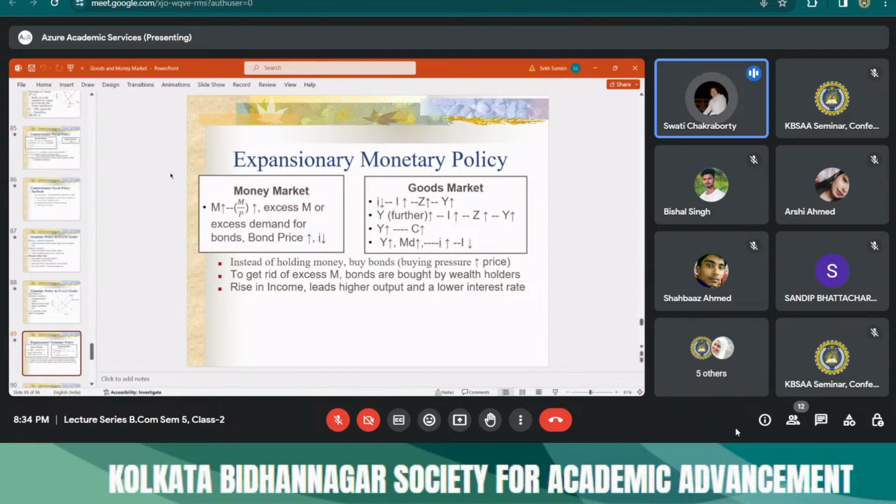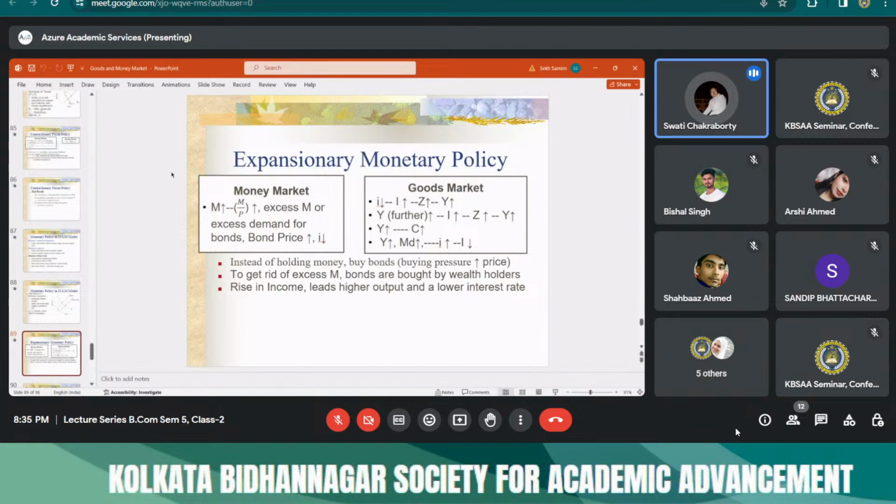So it goes on. More income also means that, on the other hand, demand for money goes up. Demand for money going up means there's excess demand for money. Money supply is limited. So what happens? Banks would start increasing the rate of interest so that people will start investing in bonds, and they would not want to hold money.